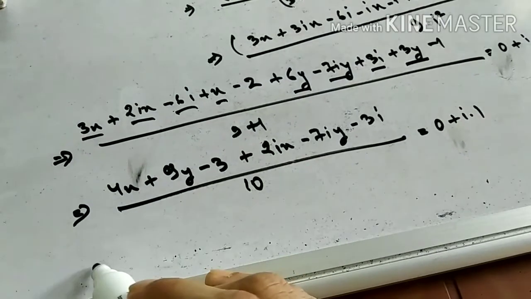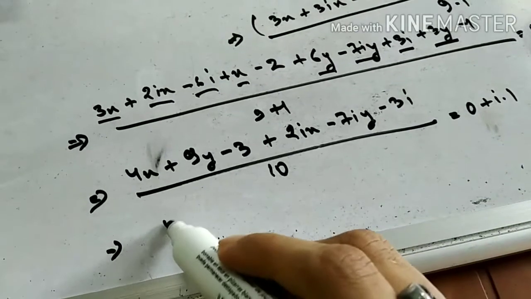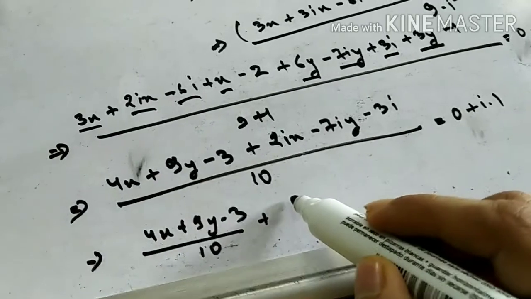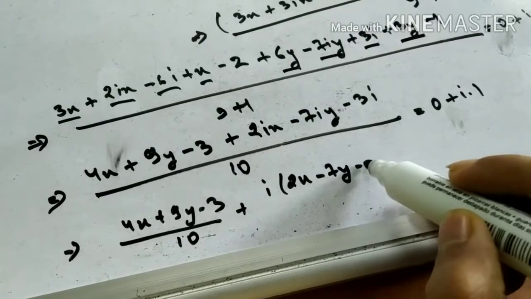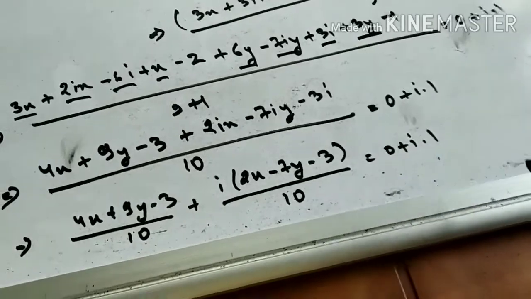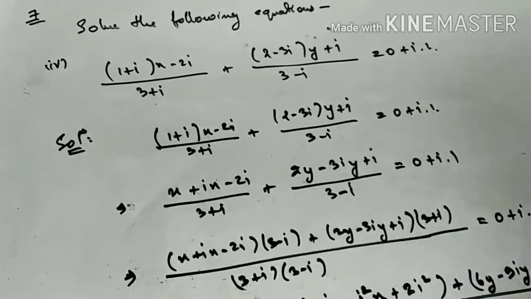This is again equal to, splitting the denominator, (4x + 9y - 3)/10 plus i, taking i common, (2x - 7y - 3)/10 is equal to 0 + i. So now real part equate, imaginary part I will equate. Understand? So this I will have to rub here.